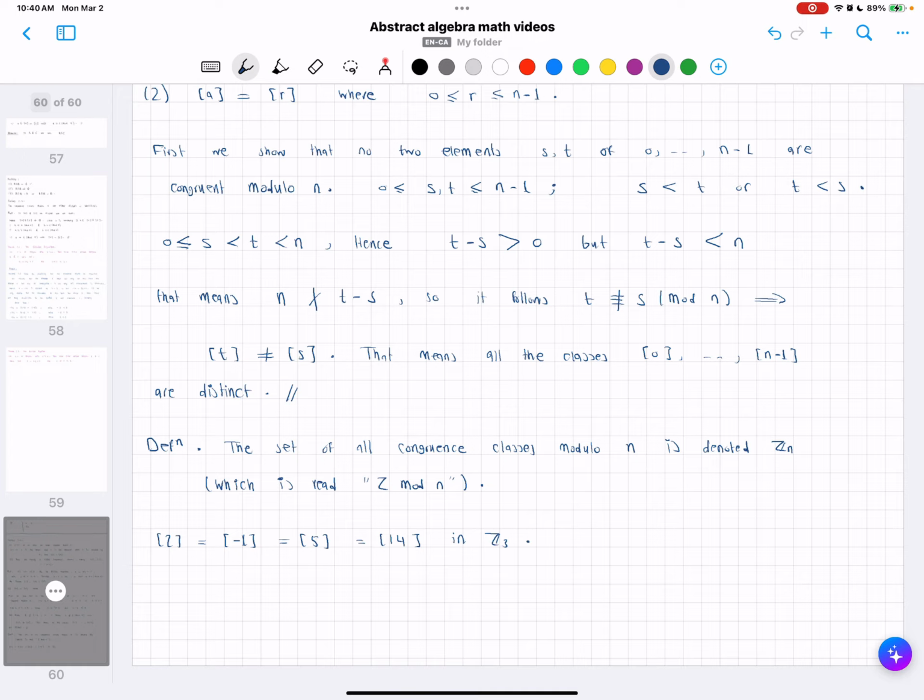Why is that? It's just because we have 2 is congruent to 5 mod 3, and 2 is congruent to -1 mod 3. 2 is congruent to 14 mod 3, and we can further invoke the earlier theorem that we proved.